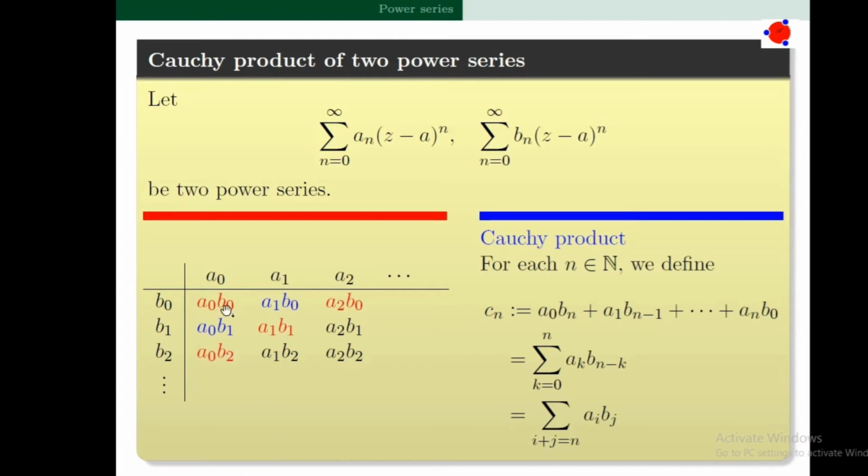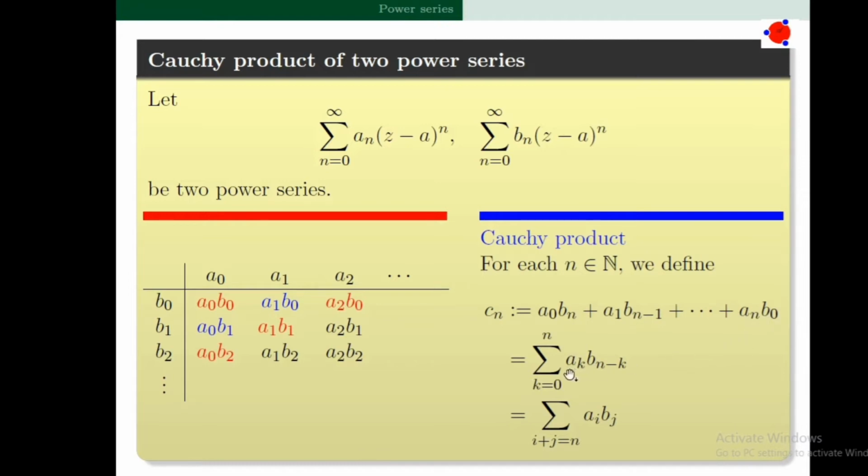Here a0 b0 is called the first diagonal entry of this matrix. a0 b1 and a1 b0 are the second diagonal entries of this matrix. Similarly, the third diagonal entries are a0 b2, a1 b1, a2 b0 and so on. In general, the nth diagonal entries are a0 bn, a1 b(n minus 1), etc., an b0.